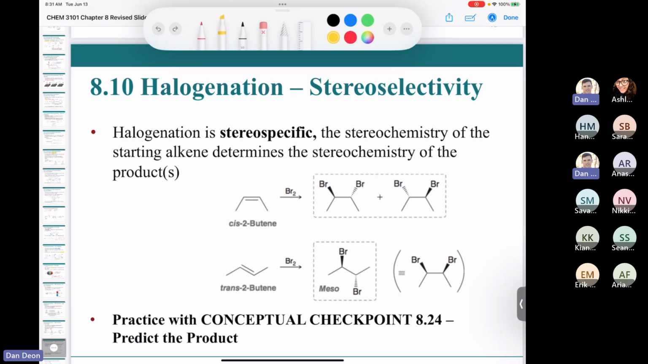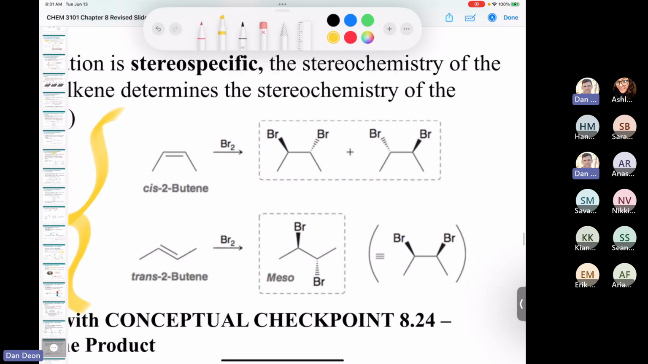Check this out, because I want to tell you, my friends, if there's one thing that the book loves to quiz you on, it's anti and syn addition with cis and trans alkenes and trying to get you to make sense out of all this. So I want to show you something very carefully here. If you have cis 2-butene and you do an anti-addition, you end up with a pair of enantiomers, right? You end up with these two compounds. So these are enantiomers of each other.